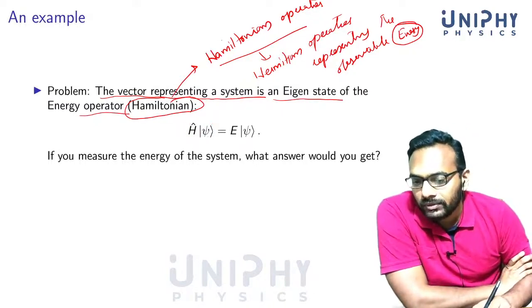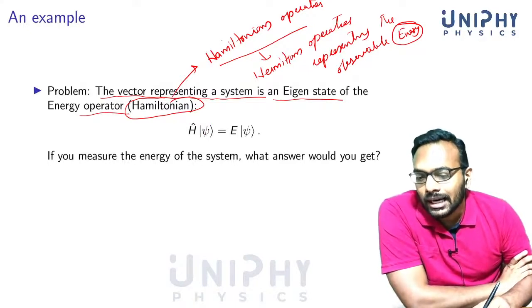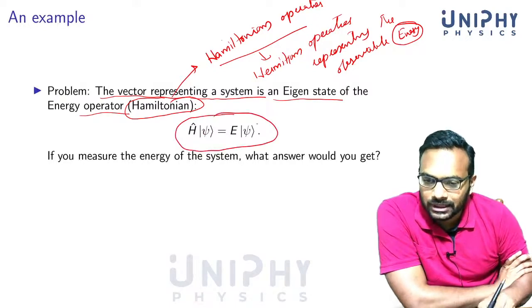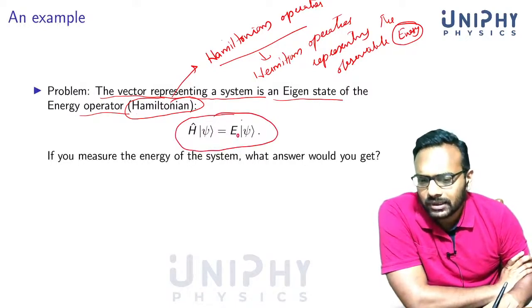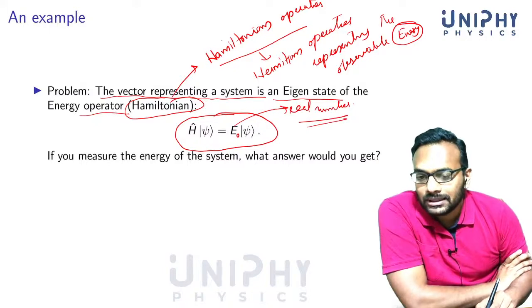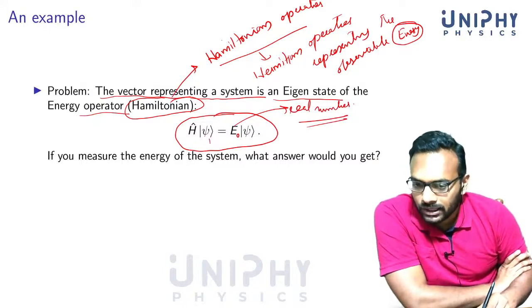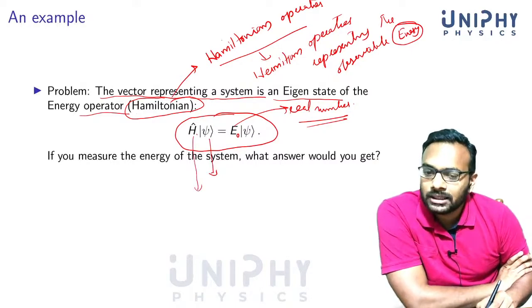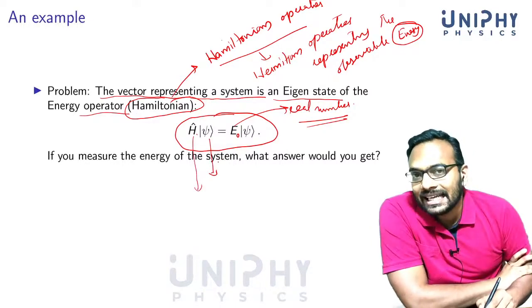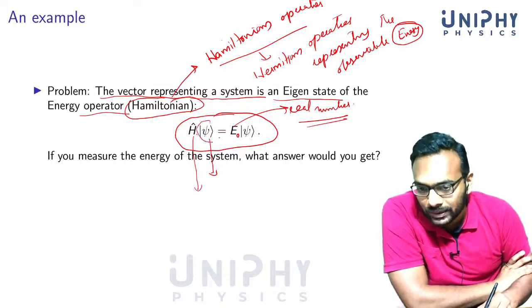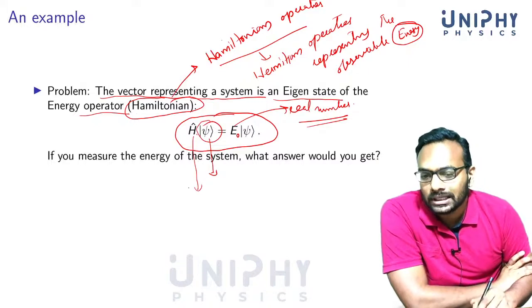Right. So when we say that this is an eigenvector of the Hamiltonian operator, we mean that an eigenvalue equation exists like this, where this E we can write as E0 if you like. This is just a value of energy. This is just a real number. So in this case, we have got a simple problem. We are given a state vector. It's said that it's an eigenvector of the Hamiltonian operator. And if you measure the energy of the system represented by this vector, what answer would you get?